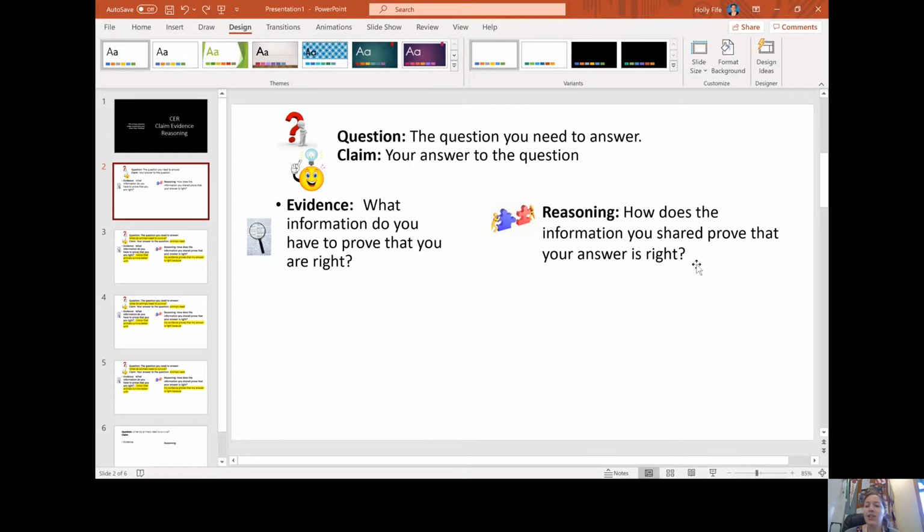Reasoning is how does the information you shared prove that your answer is right? So if I put evidence over here that doesn't prove that I'm right, or actually proves I'm wrong, well, when you try to make those connections, that reasoning is not going to make any sense.